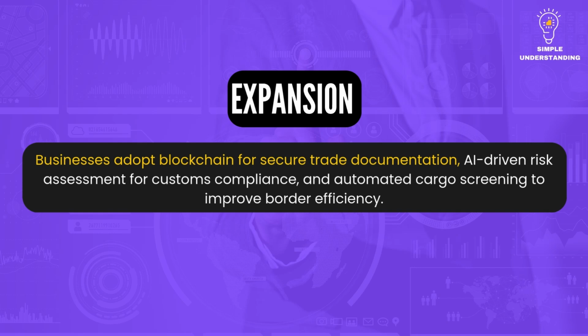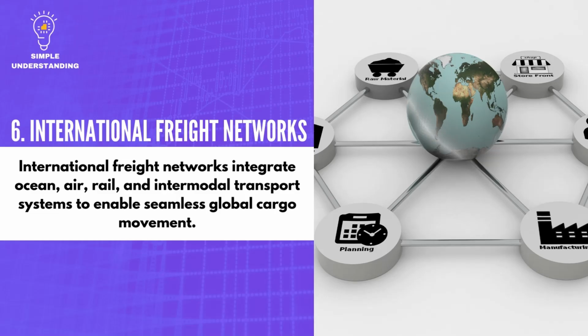Expansion. Businesses adopt blockchain for secure trade documentation, AI-driven risk assessment for customs compliance, and automated cargo screening to improve border efficiency. 6. International freight networks. Explanation. International freight networks integrate ocean, air, rail, and intermodal transport systems to enable seamless global cargo movement.